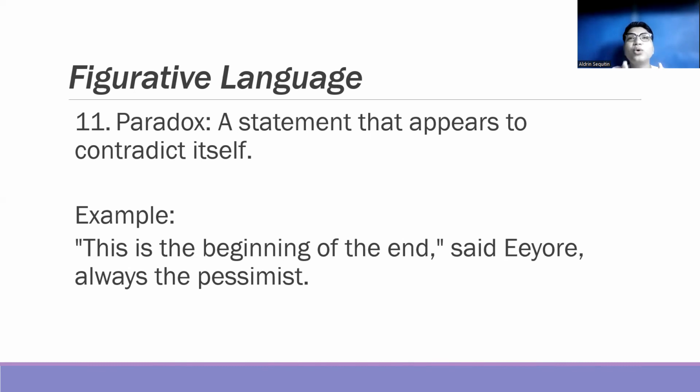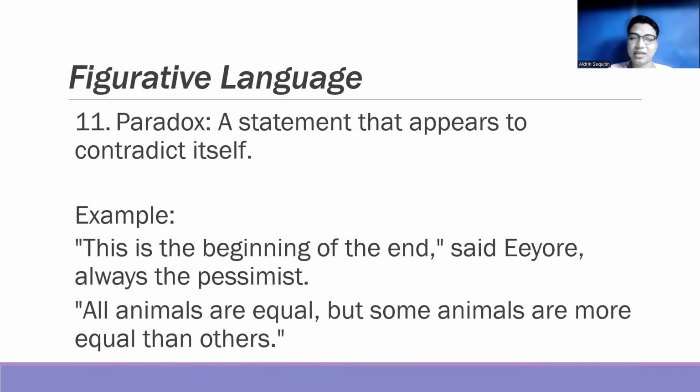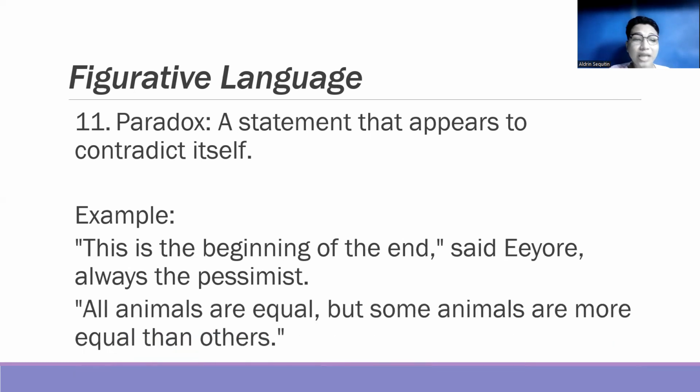So in here we have the whole statement as a contradictory statement, while in oxymoron we have two words only. Another example: all animals are equal, but some animals are more equal than others. So in here, the second clause contradicts the first clause. So that is paradox. You are putting two contradicting statements side by side. So that's their difference.